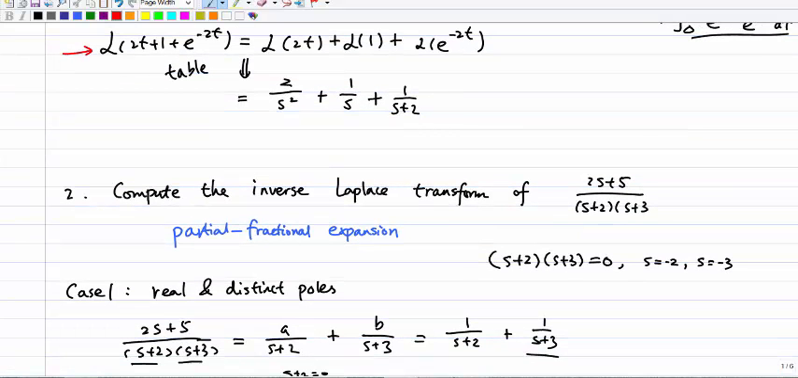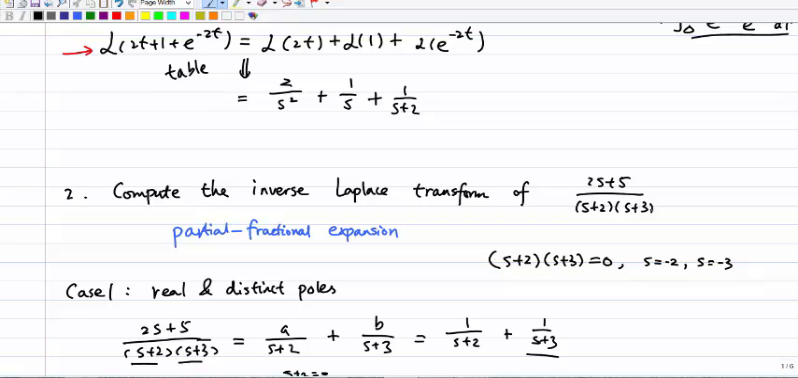The second question is about computing the inverse Laplace transform. The main approach to compute the inverse Laplace transform of a function in the s domain is to use partial fraction expansion. The example I give you is 2s plus 5 divided by s plus 2 times s plus 3. The partial fraction expansion has three different cases, as we talked about in class: the first is real distinct poles, the second is repeated poles, and the third is complex conjugate poles.